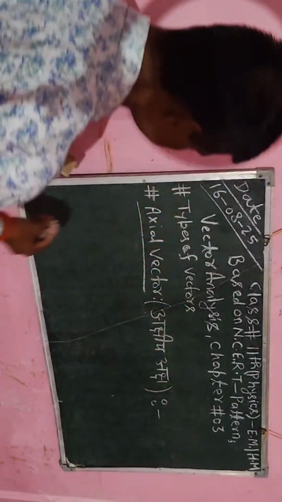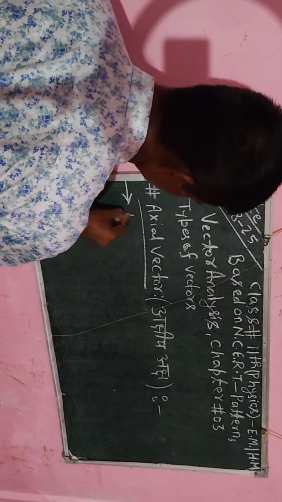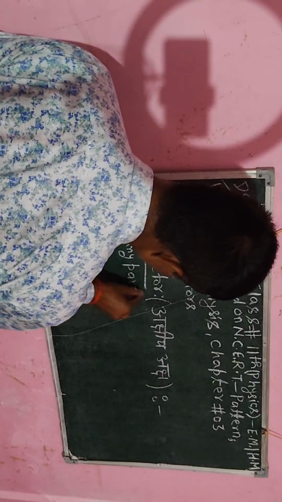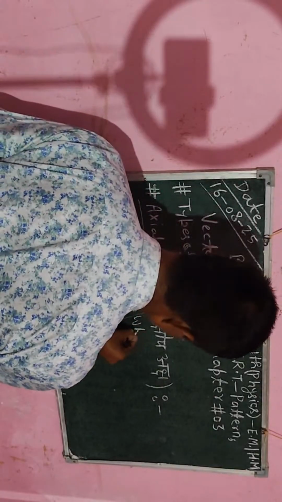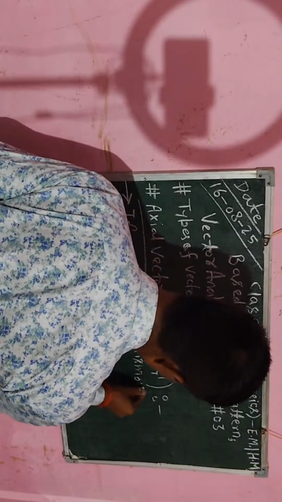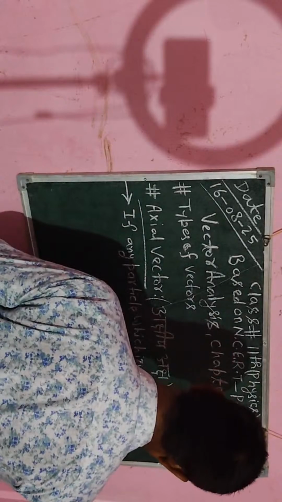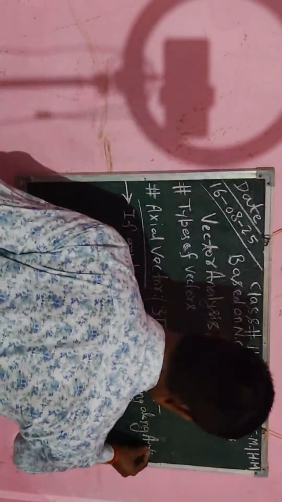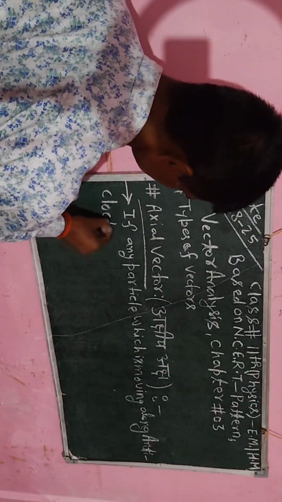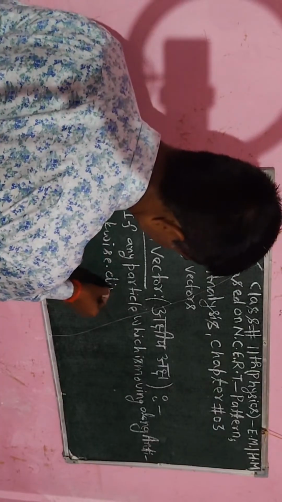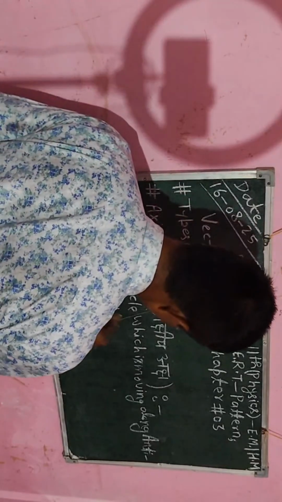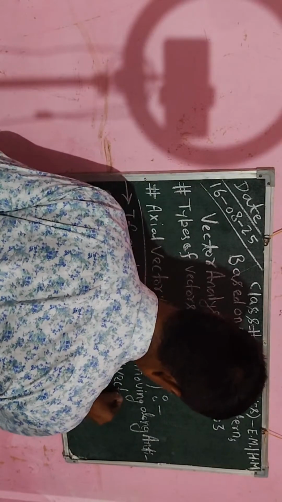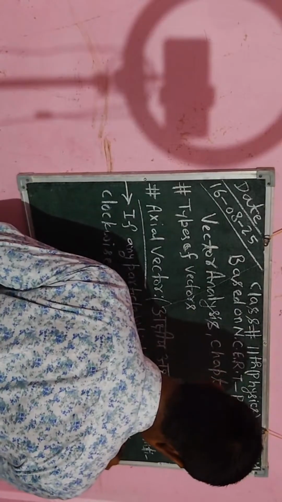Now further I will write here the information: if any particle which is moving along anti-clockwise direction, then the axial vector will be upward.